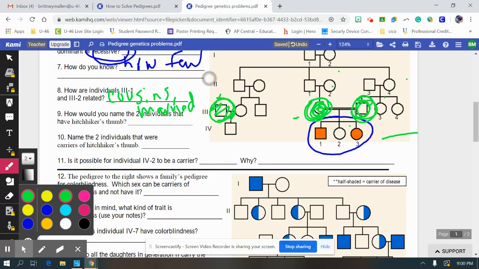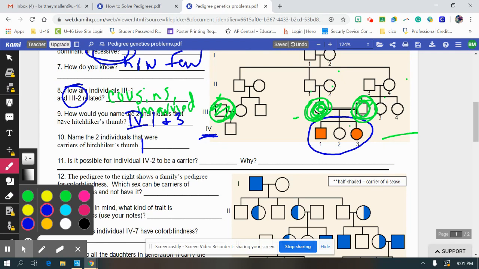The next one asks how we would name the two individuals who have Hitchhiker's thumb. It just wants you to use these number guides to show what we would call them. They are both in generation 4, individuals 1 and 3.